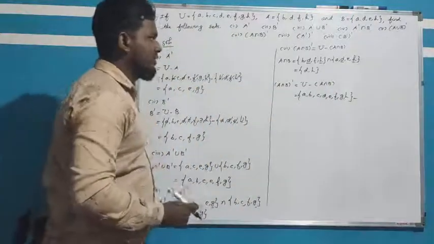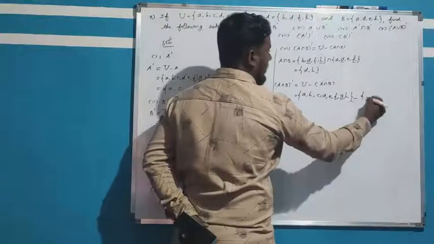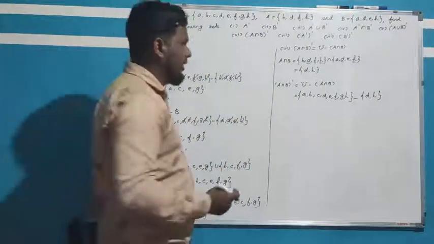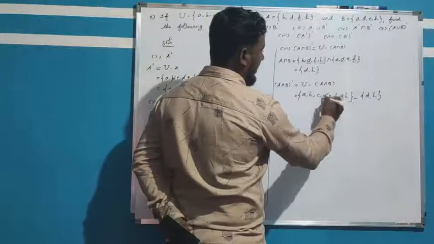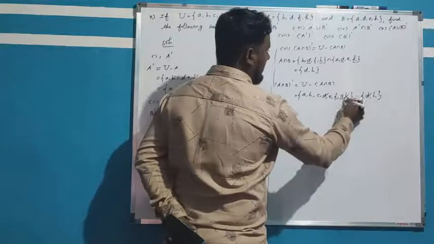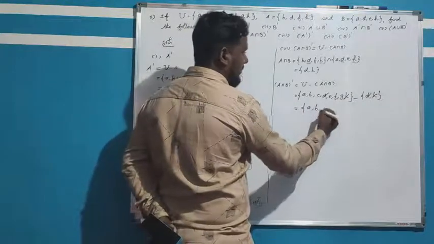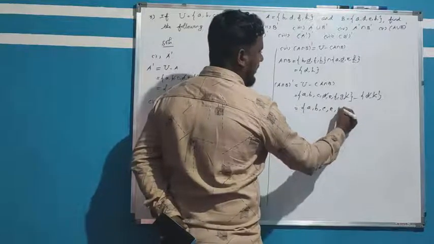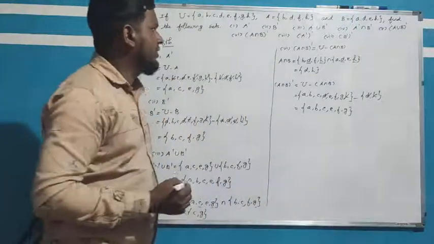What is A intersection B? A intersection B is D and H. So {D, H}. Now delete the common elements. What are the common elements? D, D, we can cancel; H, H, we can cancel. The balance in the first set is A, B, C, E, F, G. Next we can find.